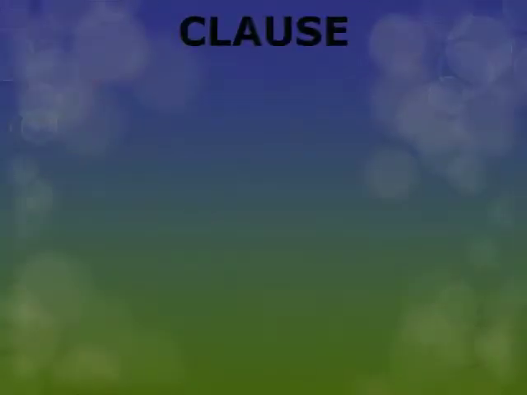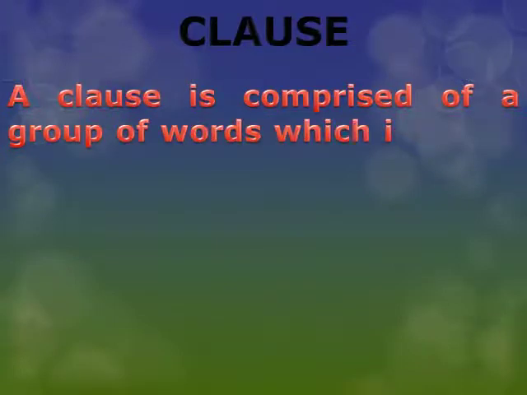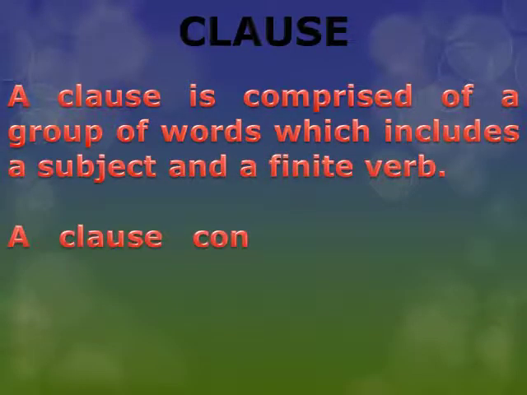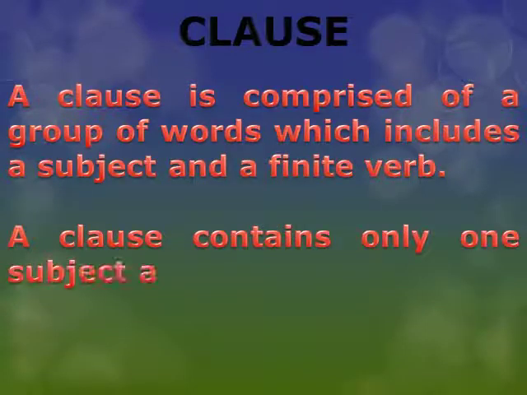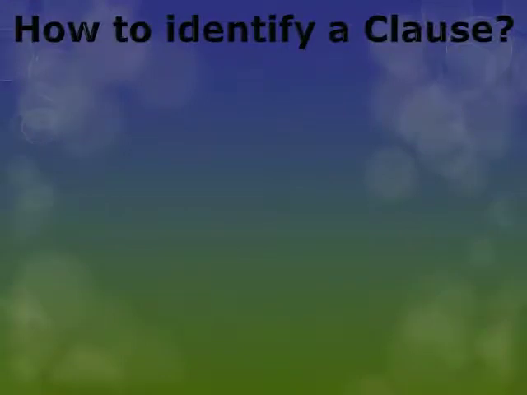Now, what is a clause? A clause is comprised of a group of words which include a subject and a finite verb. We can also say that a clause contains only one subject and one verb. So let's see how we can identify a clause.